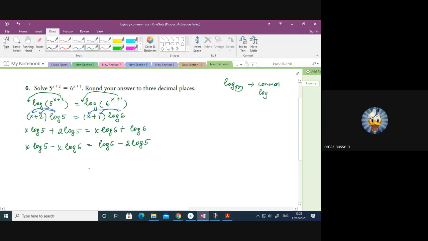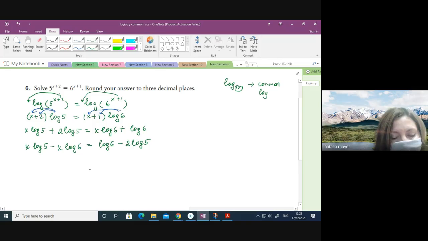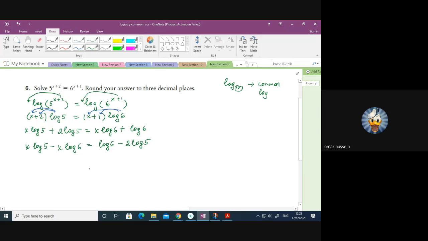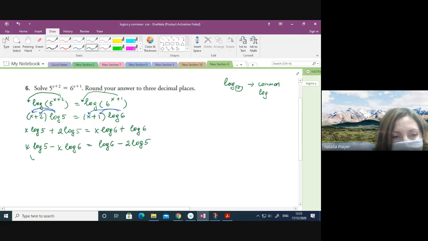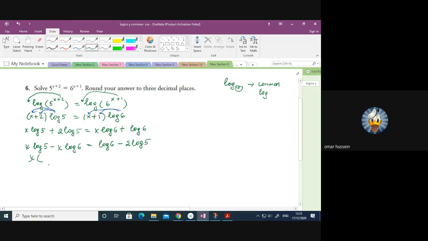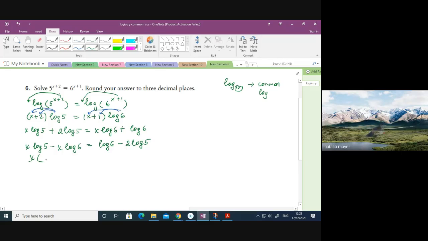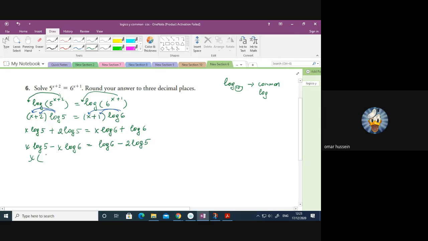Miss, do we... Do we what, Omar? I'm thinking this one. Unless you factor out the x. Factor out the x to isolate. Yeah, you factor x out. Okay. So when you factor x out, Omar, what's left in the brackets? Log 5 minus log 6. Yeah.